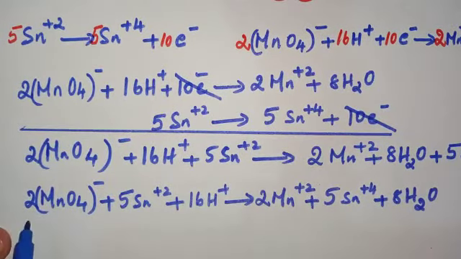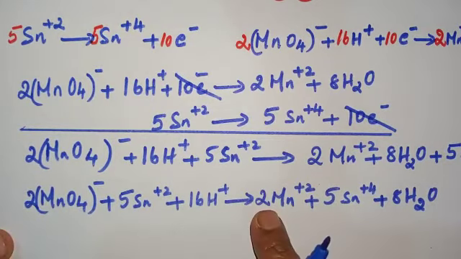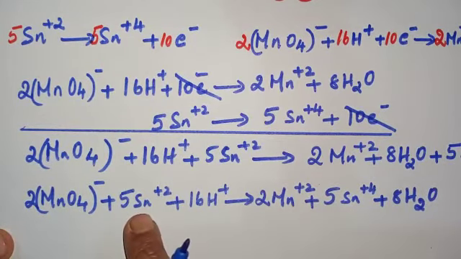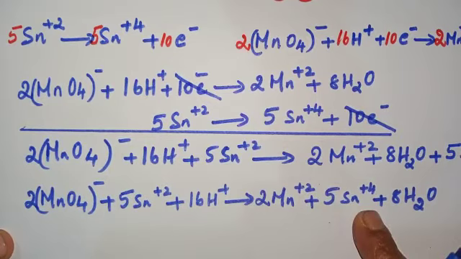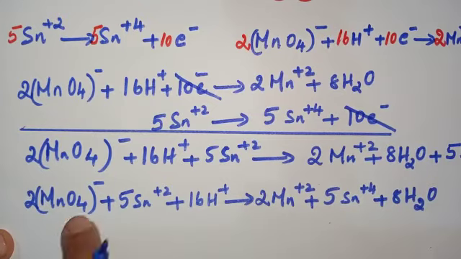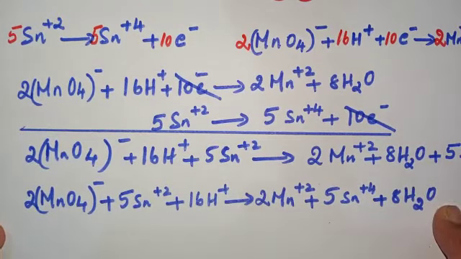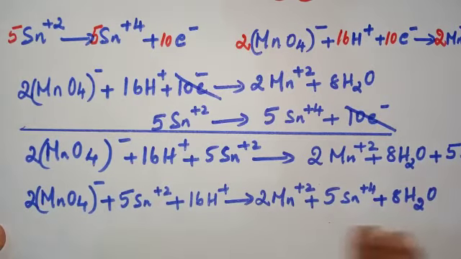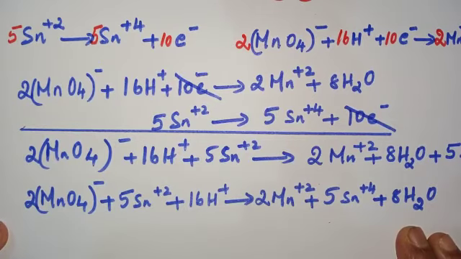Now we can check it. 2 manganese ions are here, and here also 2 manganese ions. Here 5 tin ions are there, and here also 5 tin ions. Here 16 hydrogen ions are there, and here also 16 hydrogen ions. Here 8 oxygen atoms are there, and here also 8 oxygen atoms. So now the redox reaction is completely balanced. Fine, I hope you understood this method of balancing. Thank you.